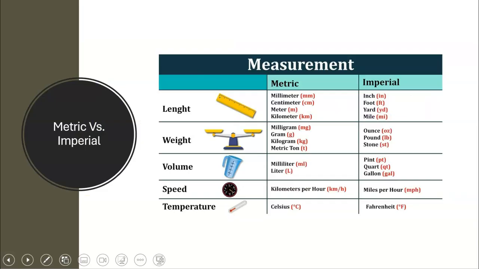Okay, so metric versus imperial. You're probably more familiar with imperial measurements like inches, foot, yard, ounce and pound, not so much stone. They do have those in England a lot. Pint, quart, gallon, miles per hour, and Fahrenheit. Those are probably units you grew up with. But in science, we use the metric units because this is what most of the world uses, and so it's just easier for communication if we're using the same.